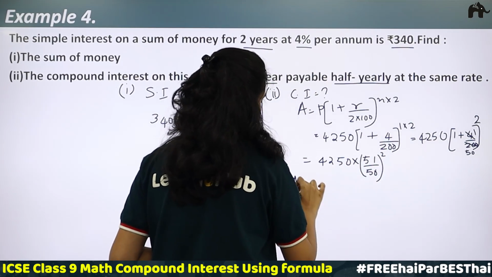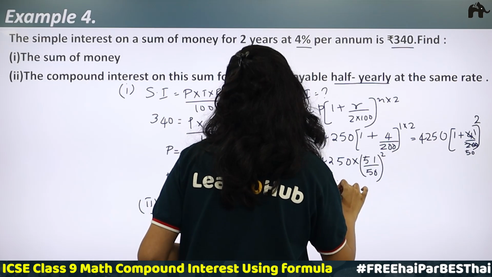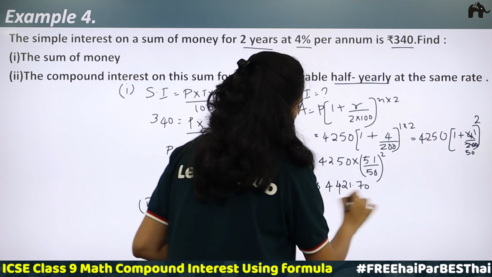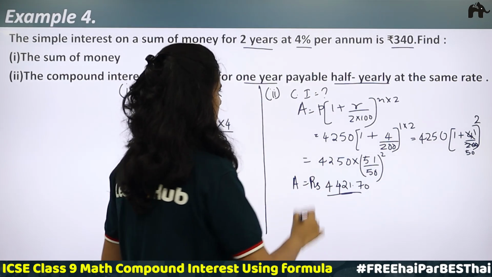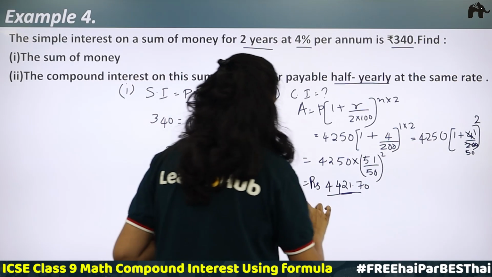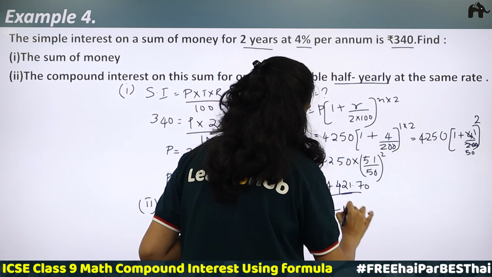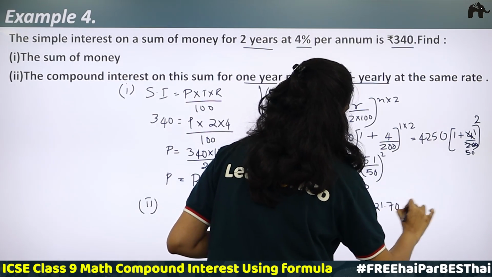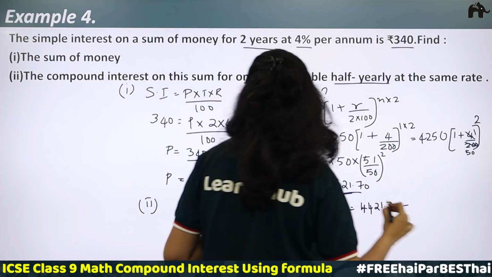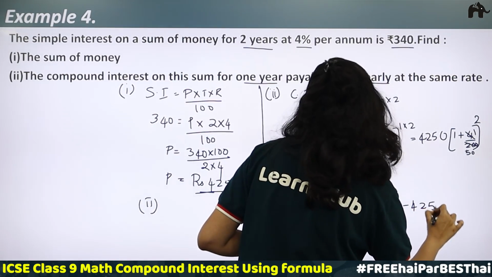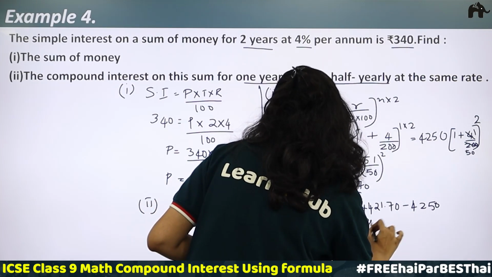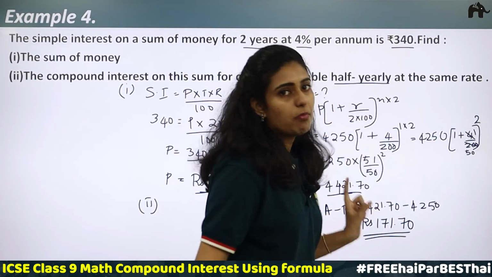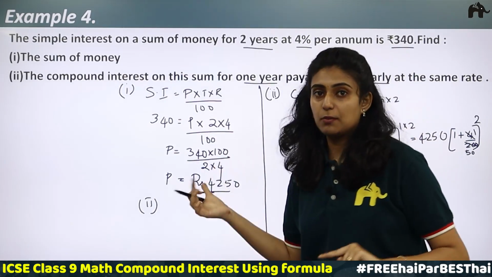So when you calculate this, you will get amount equal to rupees 4,421.70. So this will be the amount. If the amount is this much, you can find the compound interest. We know compound interest is equal to amount minus principal, which is 4,421.70 minus the principal, which is 4,250. So when you calculate this, you will be getting rupees 171.70. So this is the compound interest for 1 year, that is payable half yearly.